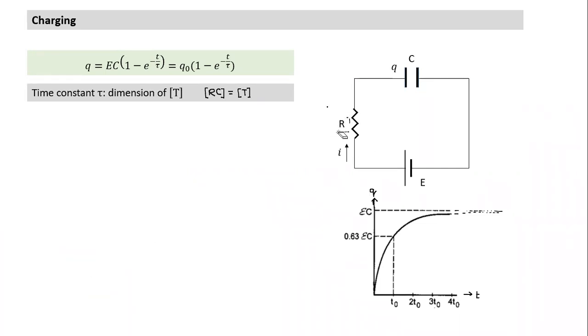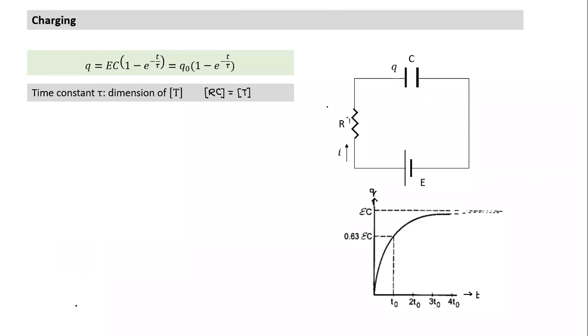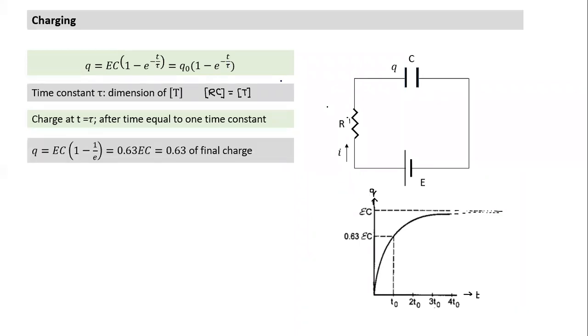Okay, so this is the time constant. Let's try to understand why it is called the time constant. I hope all of you understood the time constant, because it has the dimension of time. Let's see what the charge is at time t equal to tau. How do we find it? We can substitute t equal to tau. Let's put this value: EC times 1 minus 1 by e. And what is the value of e?